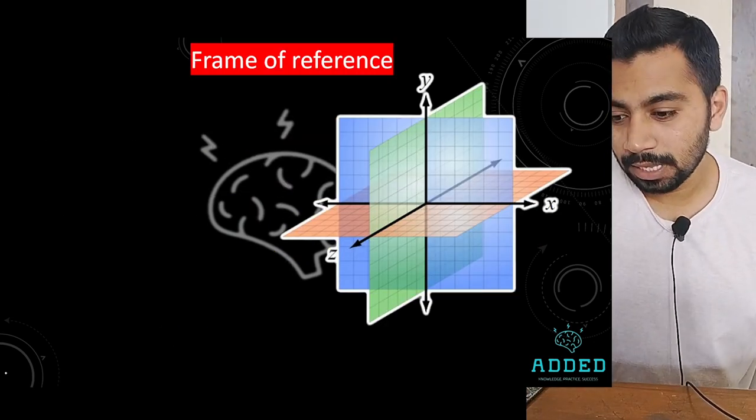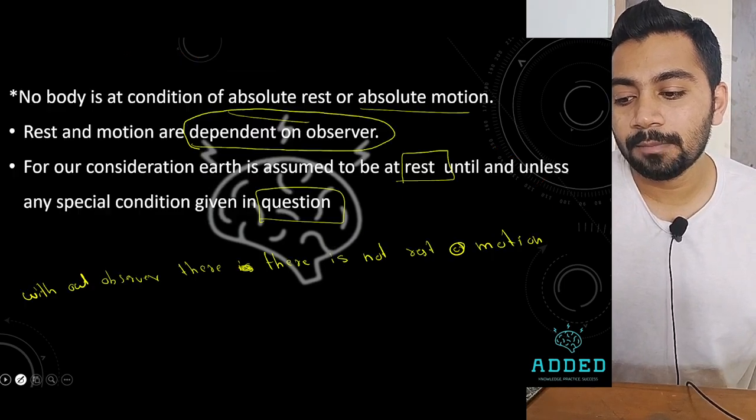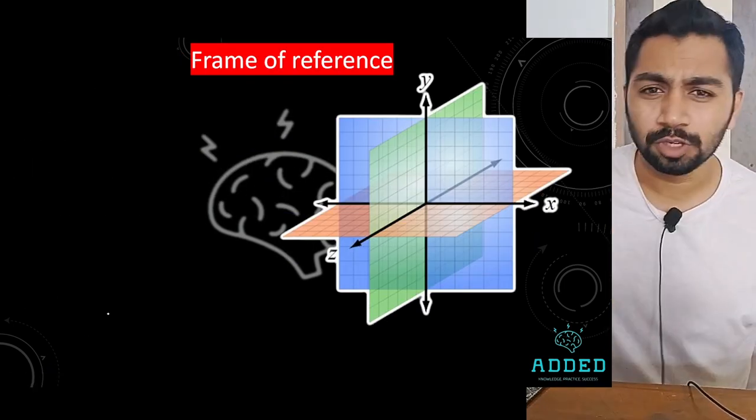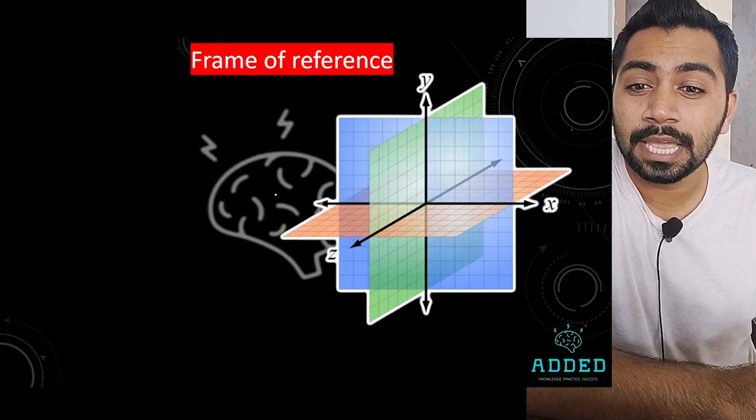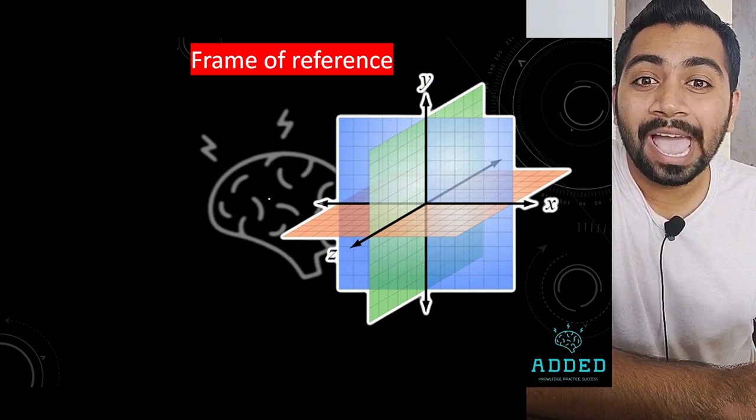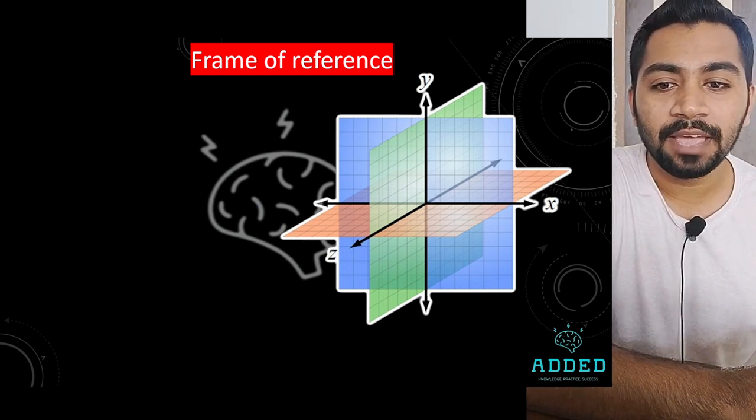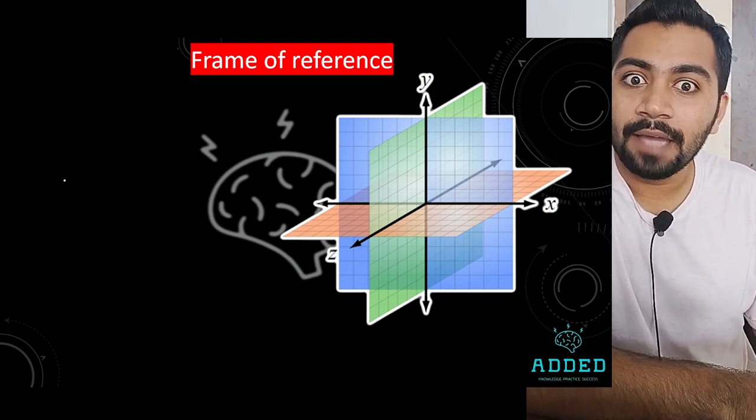Now, frame of reference. Motion and rest are clear. We will discuss problems, beautiful problems, don't worry. Now, frame of reference. What is this frame of reference? I will explain it very clearly.